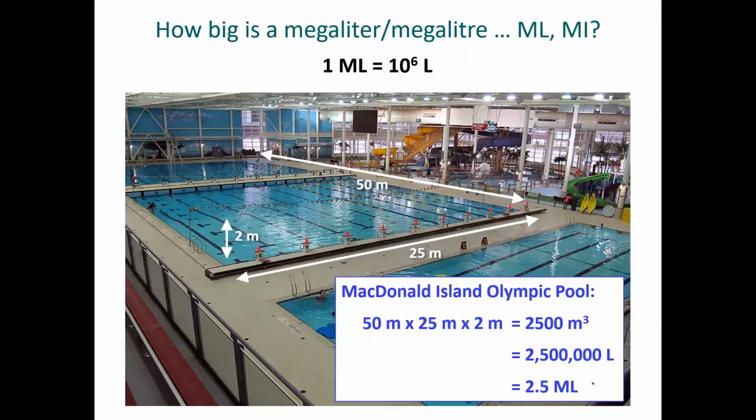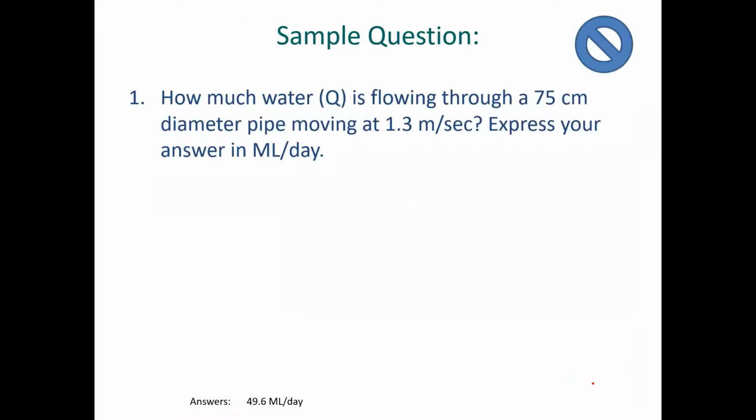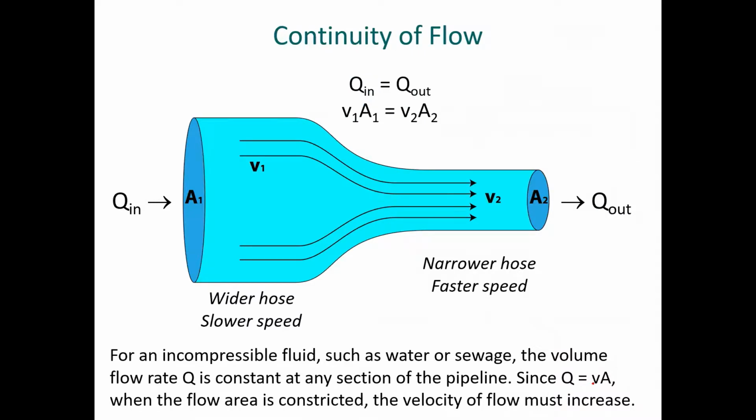So I'm trying to remember the numbers in terms of how many megaliters of water are consumed in Fort McMurray a day. I can't remember off the top of my head. I feel like it was 30 to 50 megaliters of water consumed by the people in this town per day. So is that a lot? I don't know. But that's how big a megaliter is.